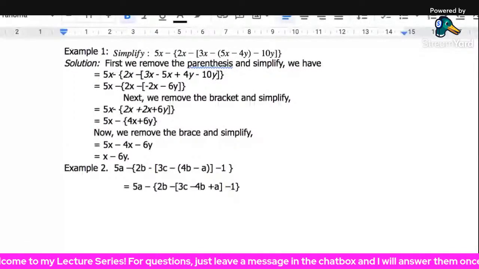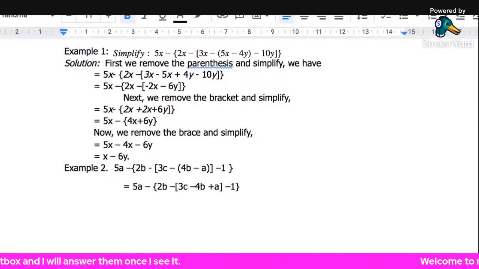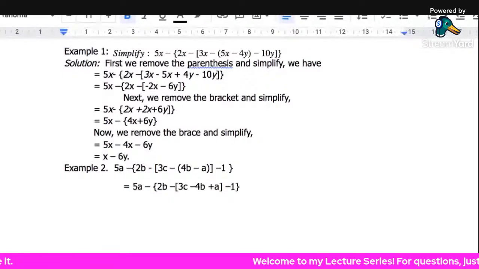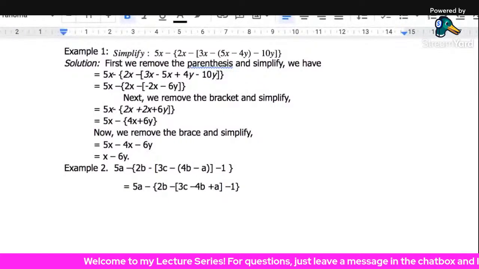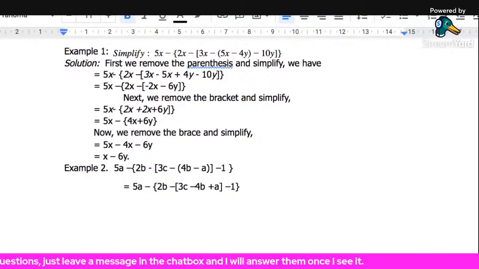I'm sorry. So we have here similar terms. 3x minus 5x, I'm sorry, will give you minus 2x. Then we have positive 4y minus 10y will give you negative 6y. So you were able to simplify that. Then we can proceed with multiplying the negative sign here. So negative times negative 2x will give you positive 2x. Negative times negative 6y will give you plus 6y.